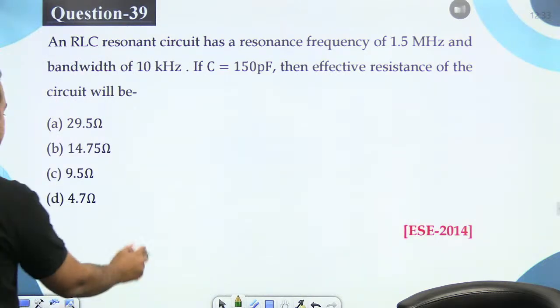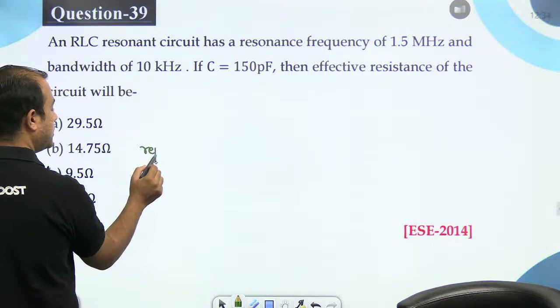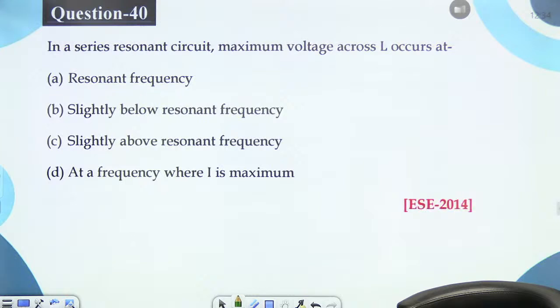This one is also a repeat. The same question has been repeated in ESE 2014. The answer is 4.7 ohms.